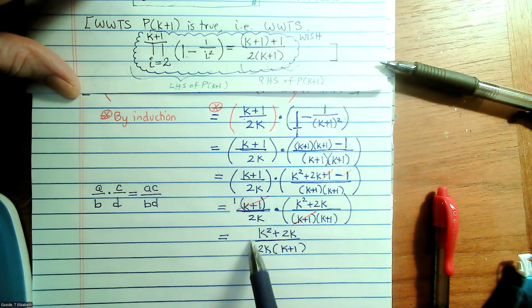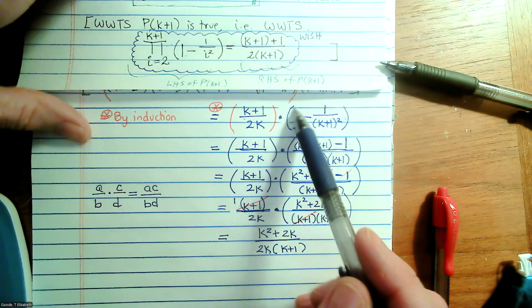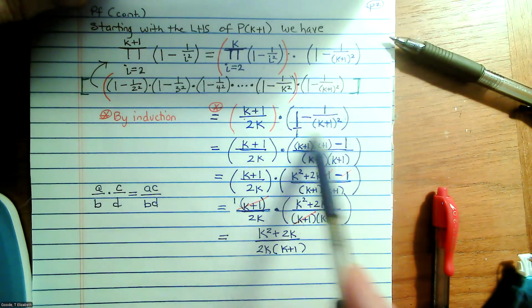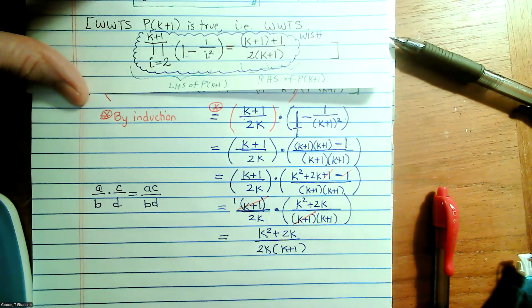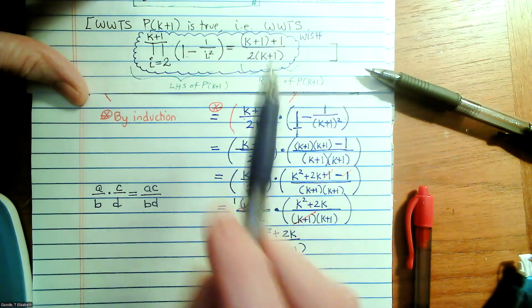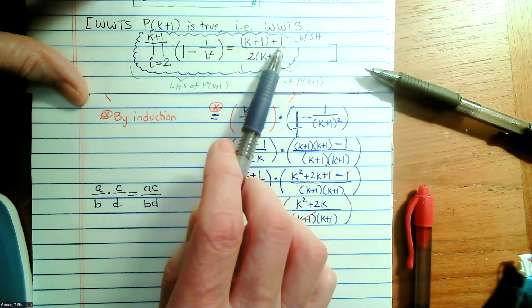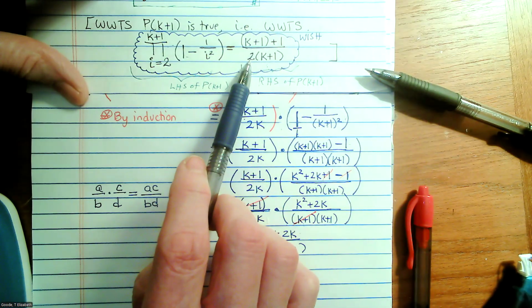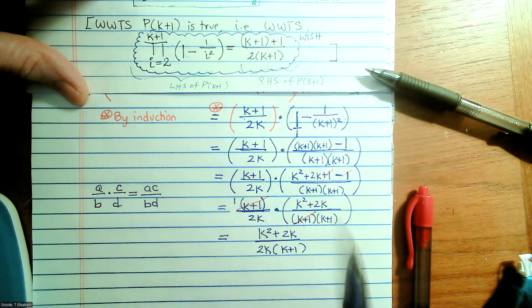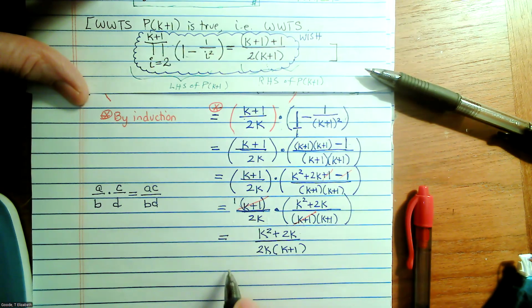This is where we're at. We've come a long way. We came from all this stuff to a single fraction. And we want a single fraction that's got a k plus 2 on top and a 2 times k plus 1 on the bottom. We are getting really close.